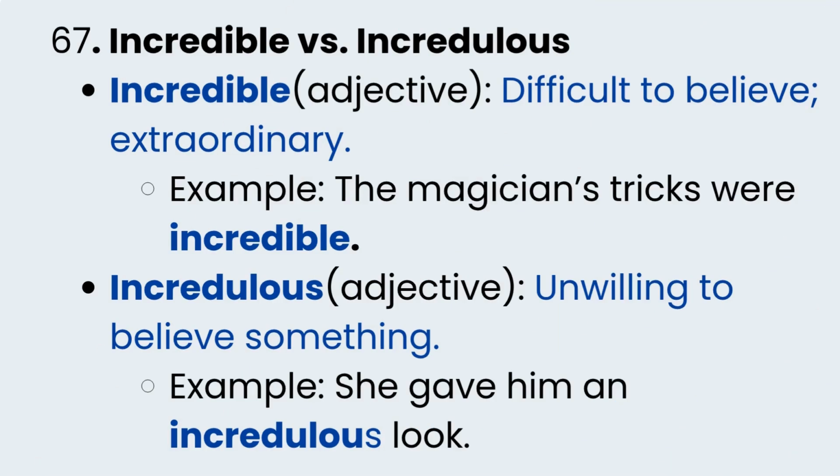67. Incredible versus incredulous. Incredible, adjective: difficult to believe, extraordinary. Example: the magician's tricks were incredible. Incredulous, adjective: unwilling to believe something. Example: she gave him an incredulous look.